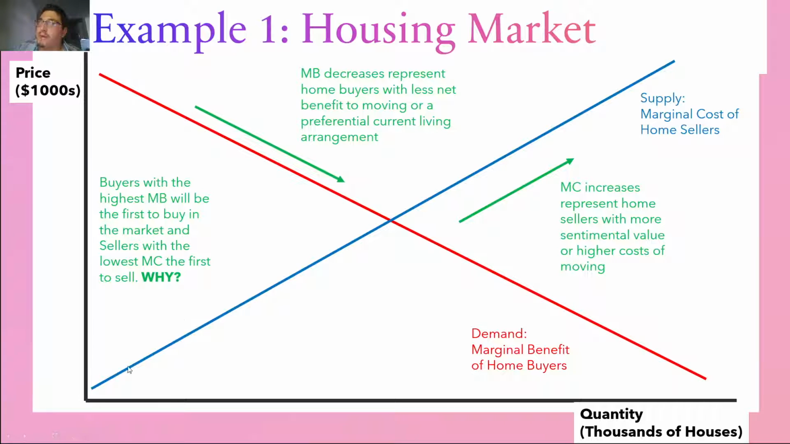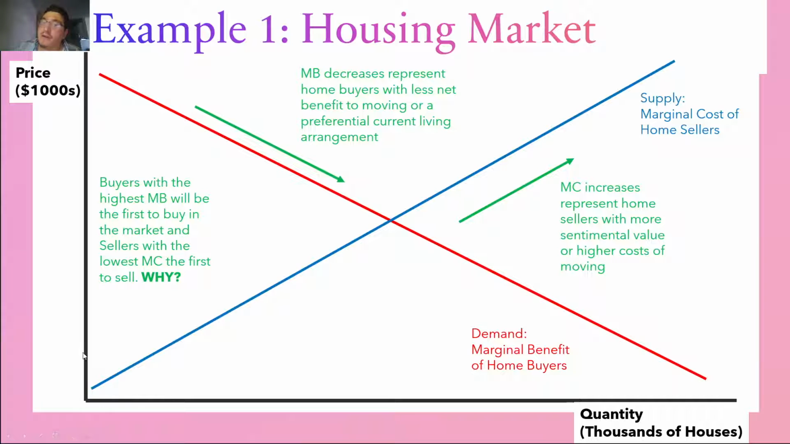The ones that really, really dislike their neighborhood, though, are going to be here on this lower end. They're going to have a low marginal cost of selling their home because they don't have any sentimental value there. Or just people with higher costs of moving. Maybe it's much harder for them to relocate. They have a good job that's very close to their house. They would be up here.